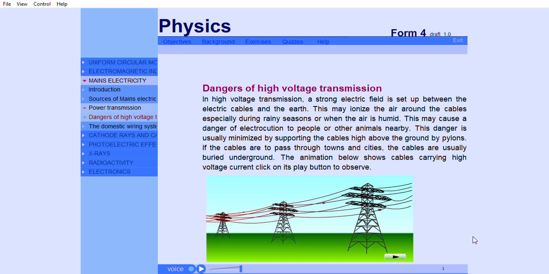The animation below shows cables carrying high voltage current. Click on its play button to observe.